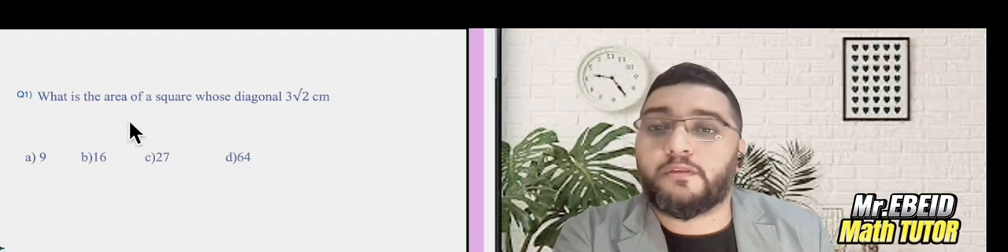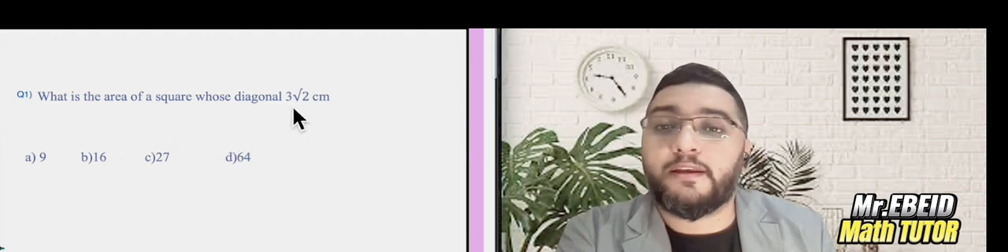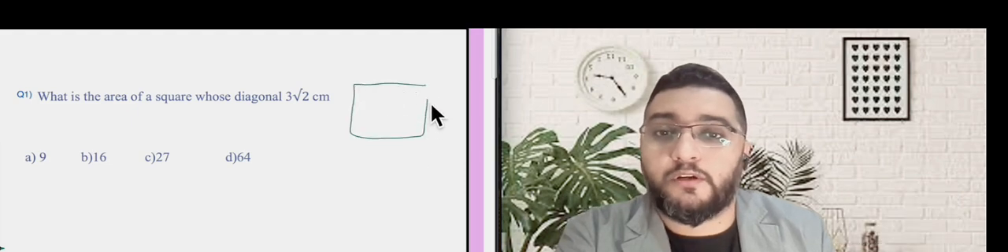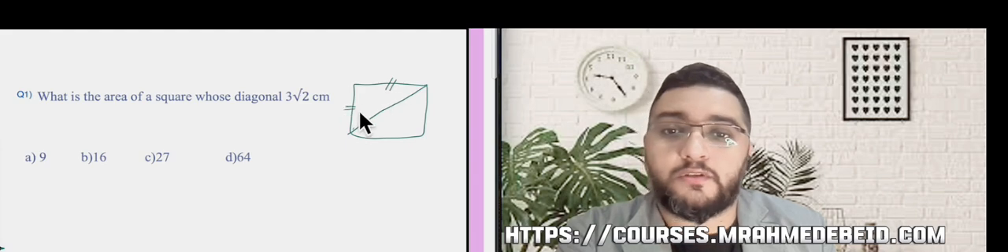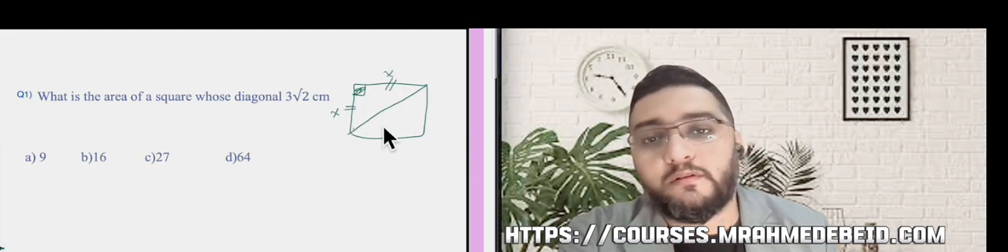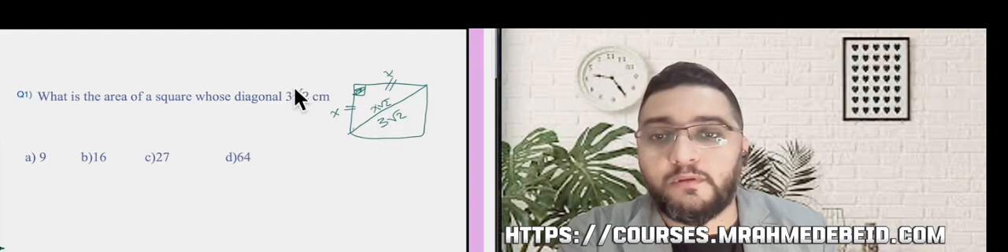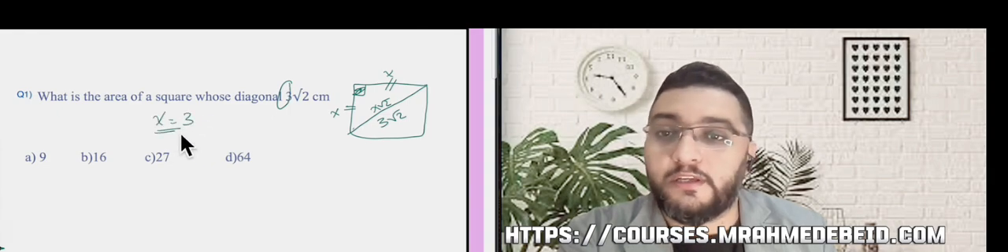The first question: what is the area of the square whose diagonal is 3 root 2? If you have the diagonal length of the square as 3 root 2, you know this is the shape of the square and this is the diagonal. We have a rule: if you have a right isosceles triangle, where one side is x and the other side is x, the third side will be x root 2, which is 3 root 2. It means x equals directly 3.